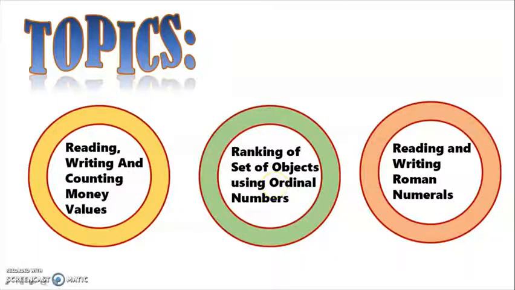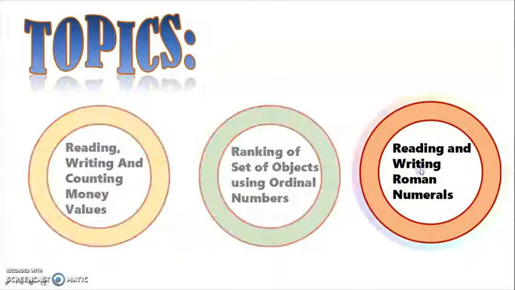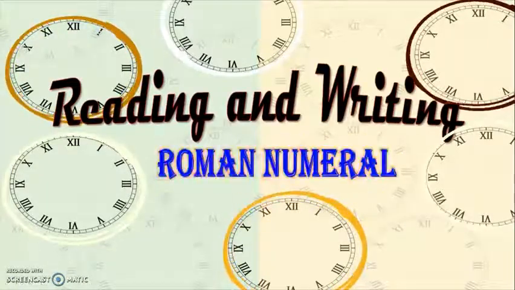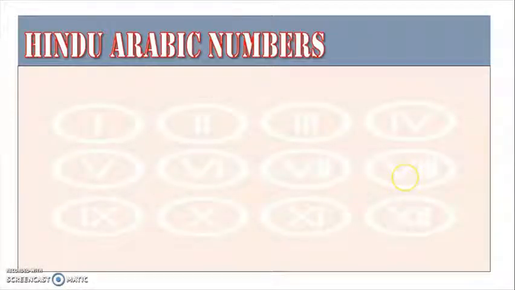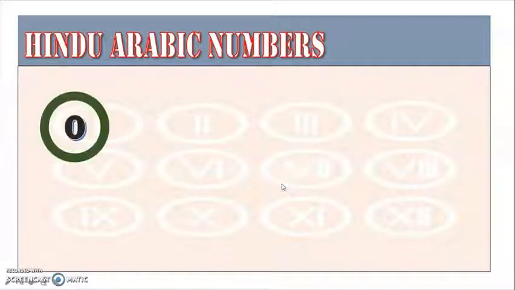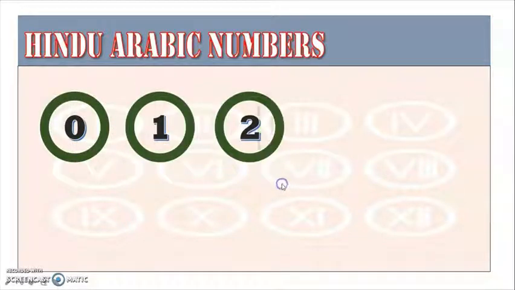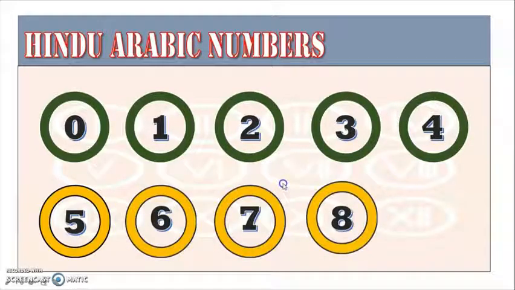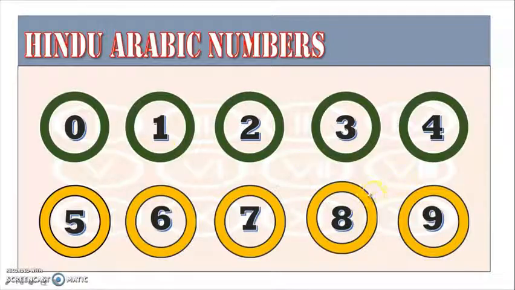The last topic is reading and writing Roman numerals. Let's click it. So this is reading and writing Roman numerals. For that, what are the Hindu-Arabics? These numbers originated from India. These are recently used in maths today. These are the numbers that we're usually using: 0, 1, 2, 3, 4, 5, 6, 7, 8, and 9. So these are the Hindu-Arabic numbers.